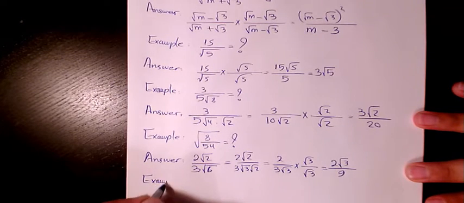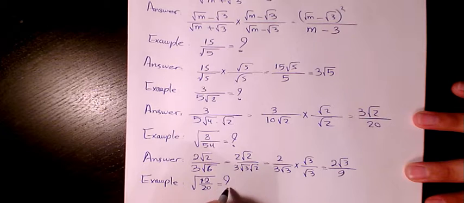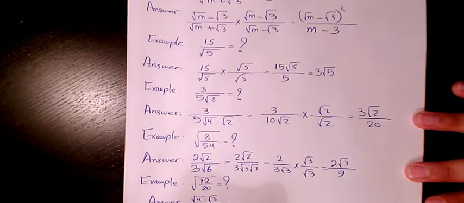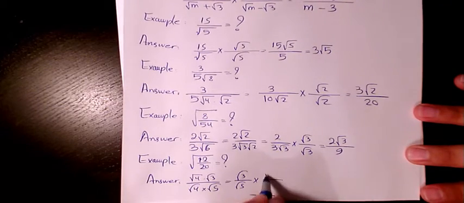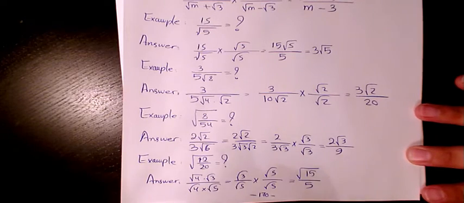And the last example is 12 over 20. Answer is root 4 times root 3 divided by root 4 times root 5. These two cancel out. It will be root 3 over root 5. And when you rationalize it, it's going to be root 5 divided by root 5. That will make it 3 times 5 is 15. Root 5 times root 5 is 5. So the answer is root 15 over 5. This is the final answer.